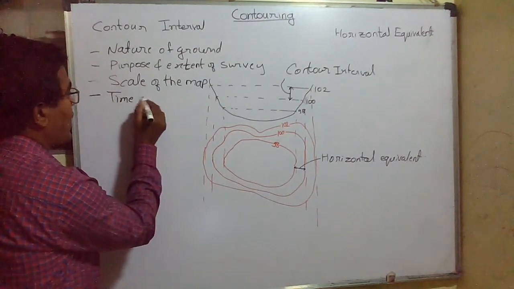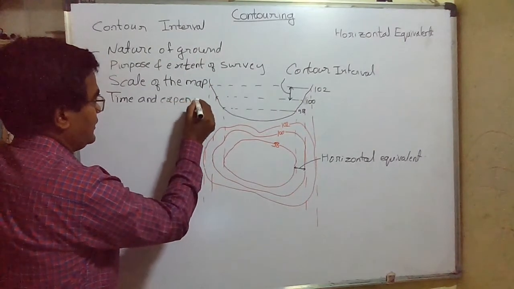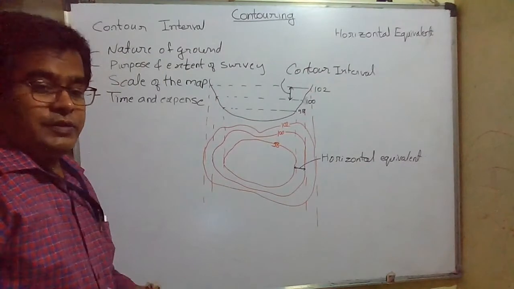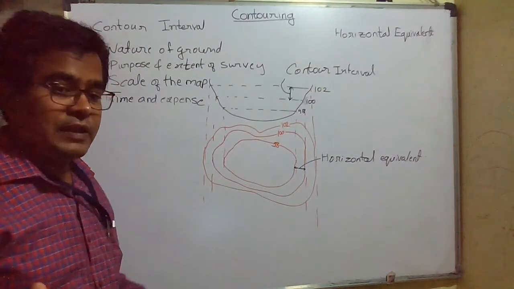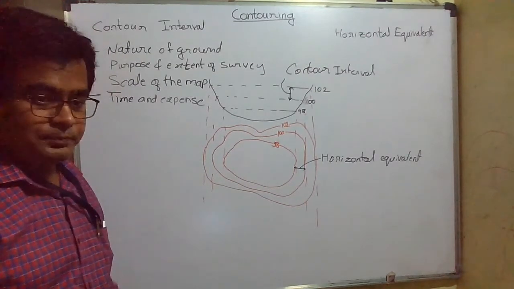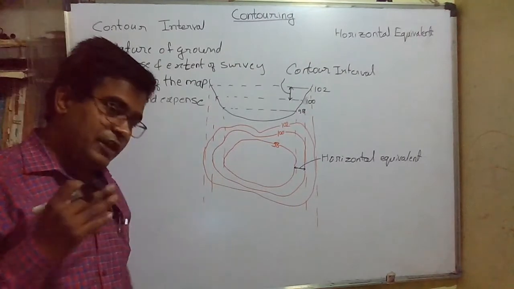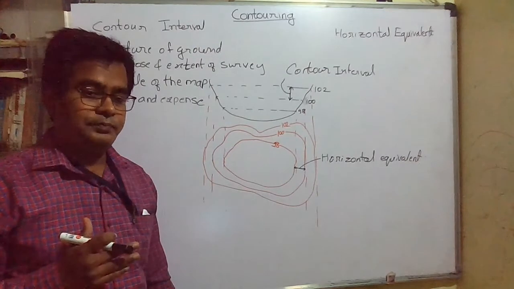The last point on which contour interval depends is the time and the expense. Time means how much time is allocated for contouring work. If time is less, then we have to go for the higher side of contour interval. Expense means the number of days in which you have to complete the work.